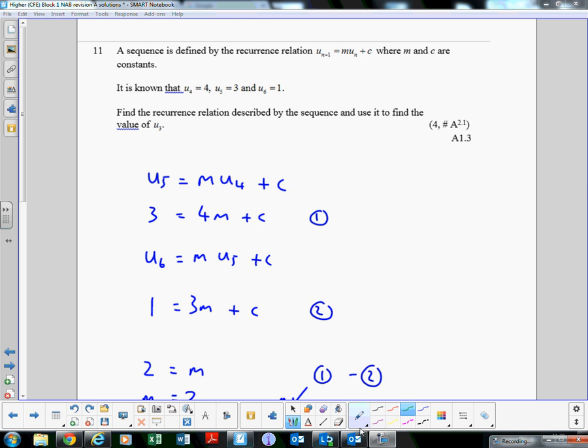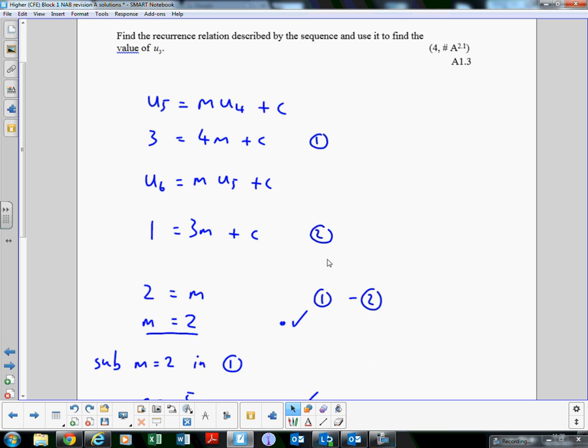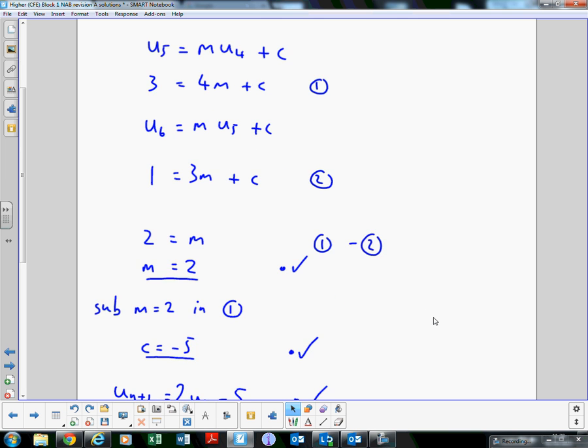Once I have done that, we have two equations in m and c, so we can solve those simultaneously. We already have the same coefficient of c, so I can just do equation 1 subtract equation 2, which results in the solution m equals 2. I can then take that and substitute into equation 1 or equation 2.